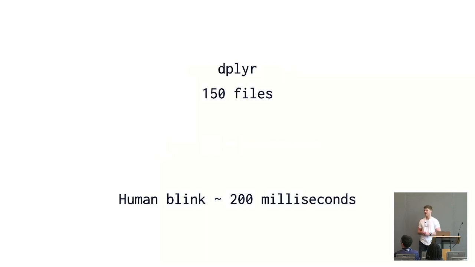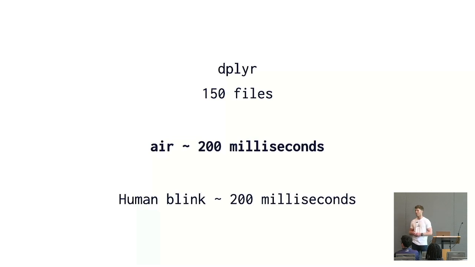Let's scale up. What if we were to format all of dplyr all at once? 150 files. That takes Air 200 milliseconds. You can format the whole project of dplyr in the blink of an eye.